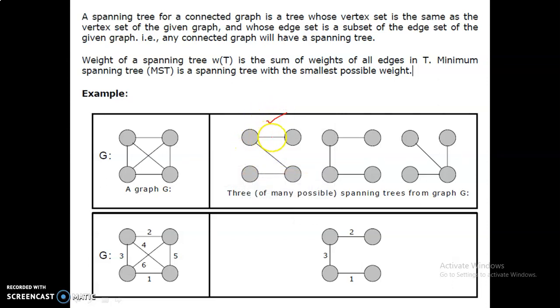The first one is with these type of edges, from this edge, another one is this edge and this one. We can draw the spanning tree with these three edges. Another possibility of the spanning tree is with these three edges. That is, from the set of the six edges, we are selecting any three edges, and we are forming a graph, forming a tree.